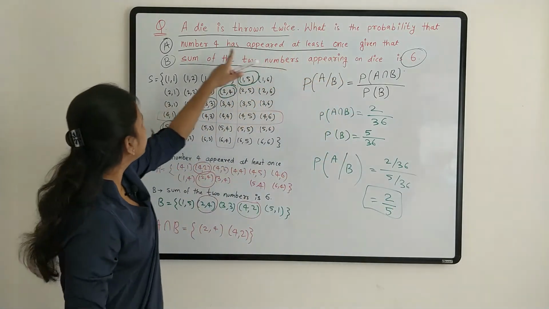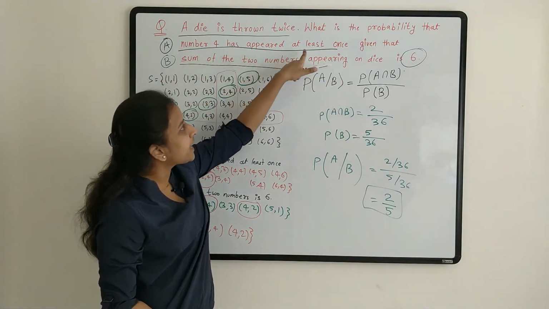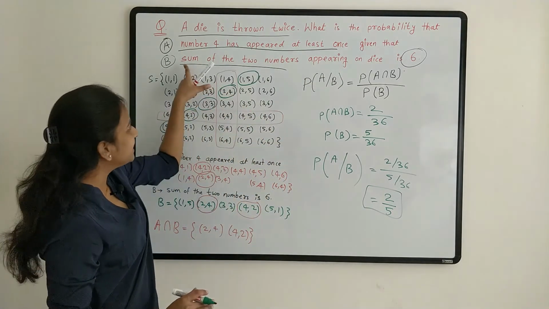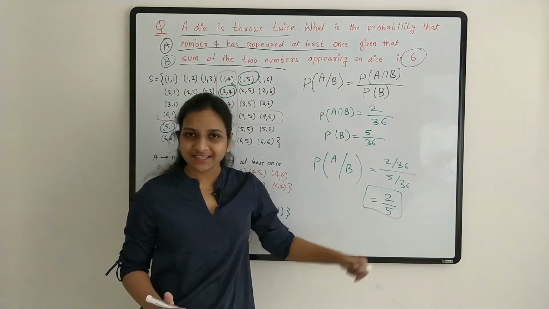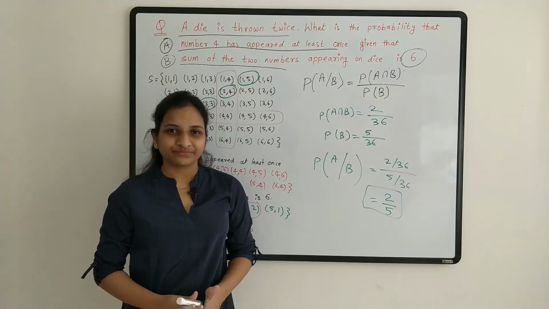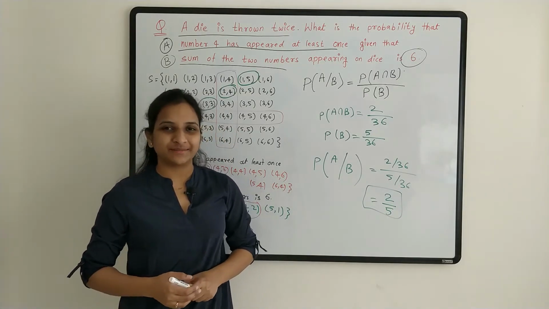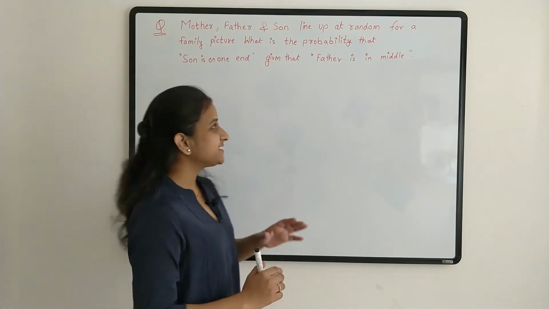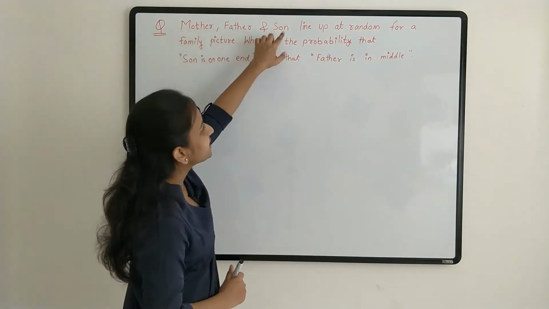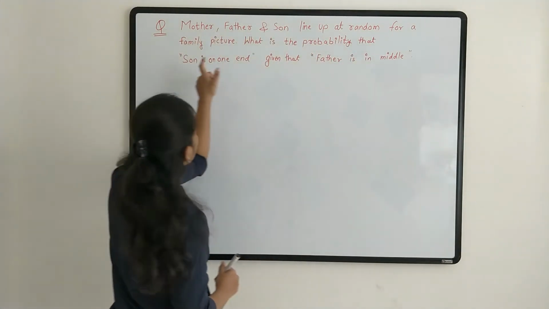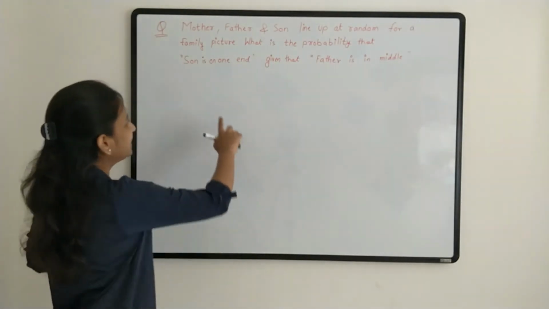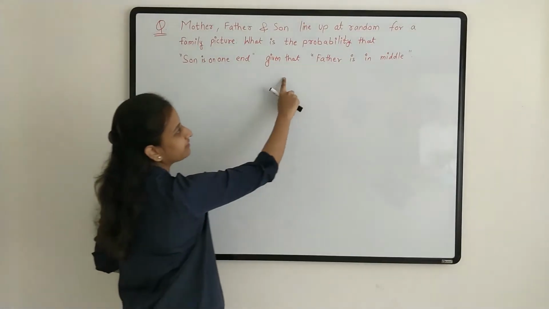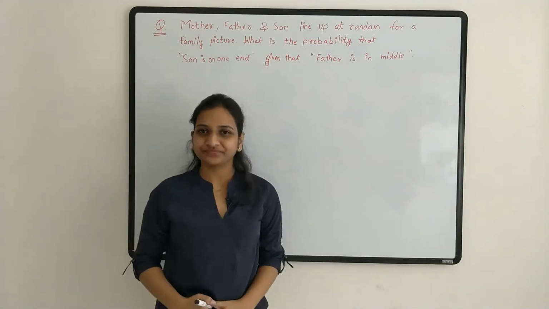The probability that number 4 has appeared at least once, given that the sum of the two numbers appearing on the dice is 6, is 2 by 5. Now let's solve another example. Here in this example, mother, father and son line up at random for a family picture. Then what is the probability that son is on one end given that father is in the middle?